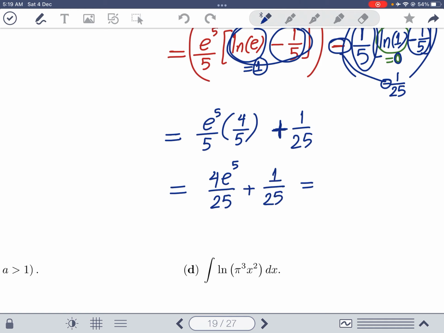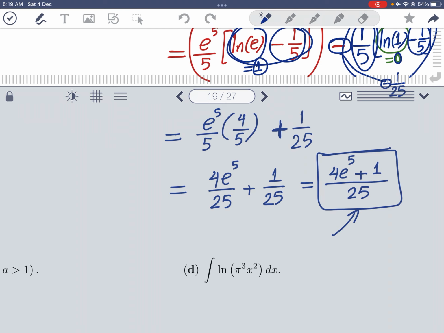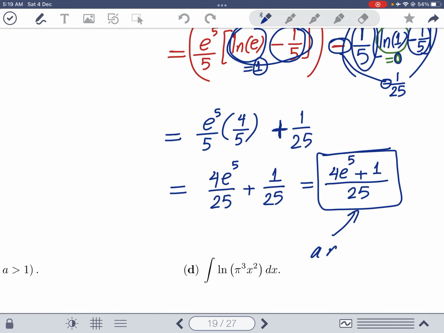So actually you can combine them. Let's put e first. 4e to the 5 plus 1, all divided by 25. This is the answer. Of course, this here is a number. You just need to find it as a decimal.